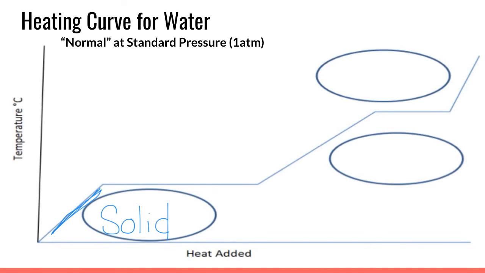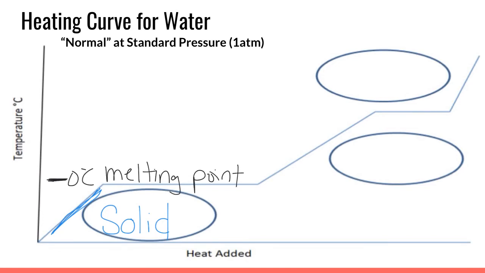At a certain temperature, as you can see on here, it starts to flatten out. The temperature for water that this happens at is 0 degrees Celsius. So let me get that written on here. I can't quite get all the way over to that part of my graph, but that's going to be 0 degrees Celsius. Okay, so at 0 degrees Celsius, what is hit is something called the melting point.